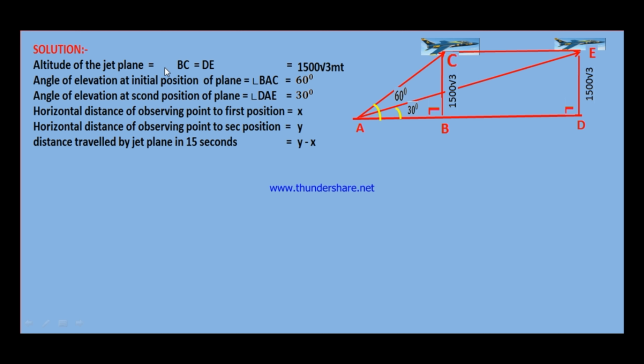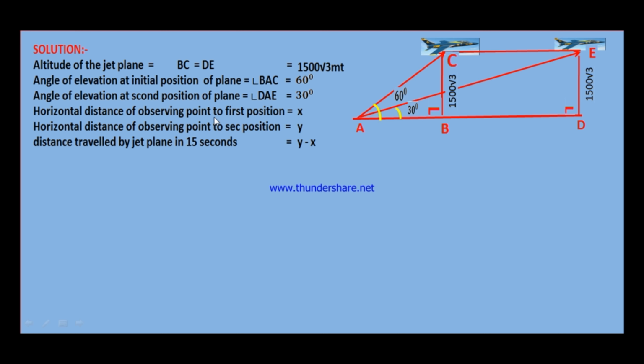Okay, altitude of the jet plane. The altitude of the jet plane BC is equal to 1500 root 3. This is also equal to DE. It is also equal to 1500 root 3 meters. The angle of elevation at the initial position of the plane is 60 degrees. The angle of elevation at the second position of the plane is 30 degrees.